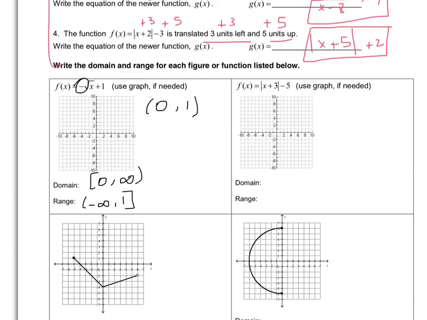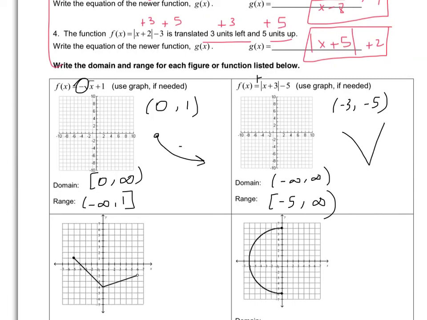For the absolute value, also look at the vertex. Now the domain is always negative infinity to infinity, and the range, since it's plus, is going to be from the y of the vertex all the way to plus infinity. Since if you sketch it, it's going to look something like this, and this one, if you sketch, is going to be something like this.